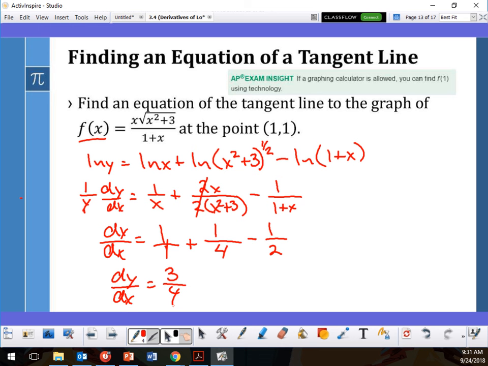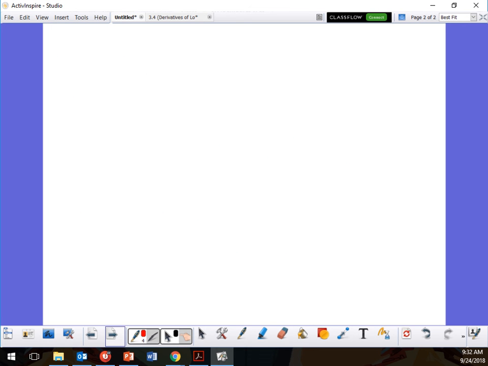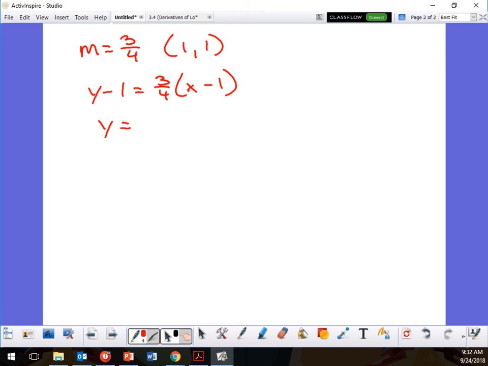So dy/dx means that the slope of this thing is 3 over 4. And now what is it asking for? Equation of the tangent line. So we have the slope and we have the point. So m is equal to 3 over 4. My point is 1 comma 1. So it's y minus 1 equals 3 over 4 times the quantity x minus 1. So y equals 3 over 4x minus 3 over 4 plus 4 over 4.